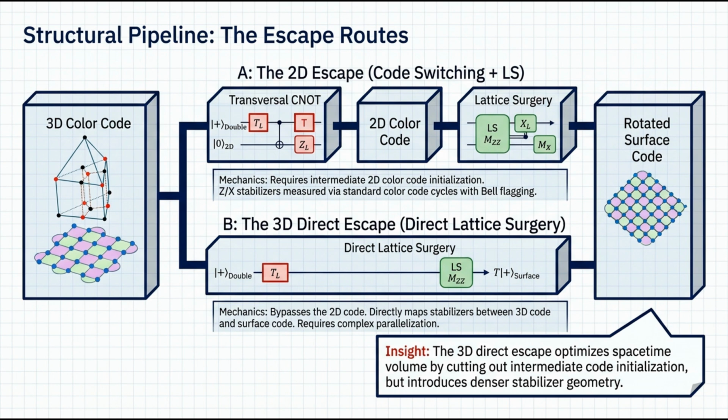Route B, the three-dimensional direct escape, completely bypasses the intermediate two-dimensional code, performing lattice surgery directly between the three-dimensional color code and the rotated surface code. This direct mapping requires highly parallelized stabilizer measurements. The technically notable insight here is that while the three-dimensional direct escape optimizes spacetime volume by eliminating intermediate code initialization, it introduces a denser and more complex stabilizer geometry at the code boundary.